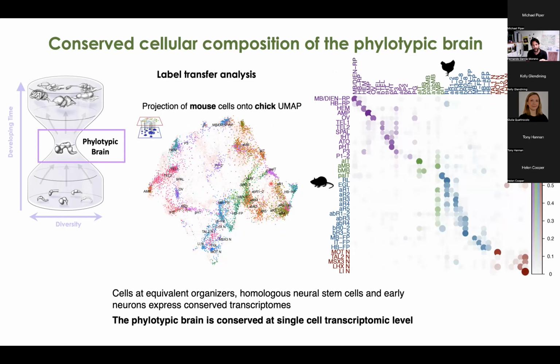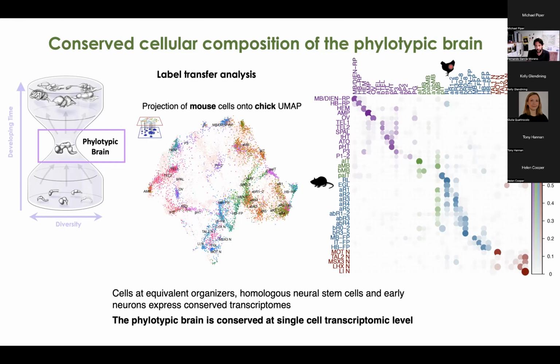We interrogate each cell: to what cell of the chick UMAP are you most similar to, and they decide, and they are distributed accordingly. And we have seen exactly the same results. So cells from an area in the mouse data set are most similar to cells in the other data set, in this case of the chick, showing that there are cells at the equivalent organizer. The neural stem cells in different regions are quite homologous. And also, in the end, that there actually is a phylotypic brain, which is highly conserved, not only at cell level, but also at transcriptomic level.